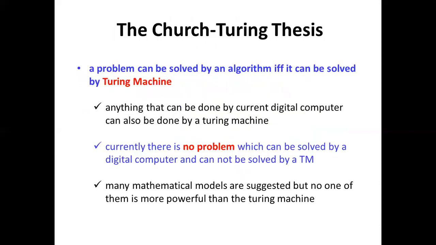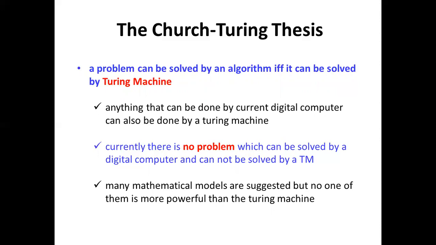So now we come to the Church-Turing thesis. You have to know that a problem can be solved by any algorithm if and only if it can be solved by a Turing machine. That is very important. Another way to say it: anything that can be solved by any current digital computer can also be done by a Turing machine.